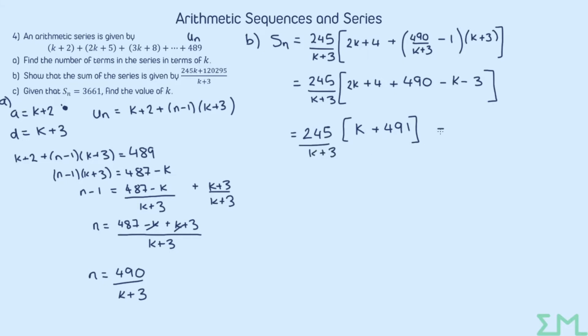Okay, we're almost there. Let's expand the bracket and write it as a single fraction as given in the question. 245k plus, hopefully, 245 times 491 equals the number in the question. Yes, it does. That's 120,295 all over k plus 3. There we go.